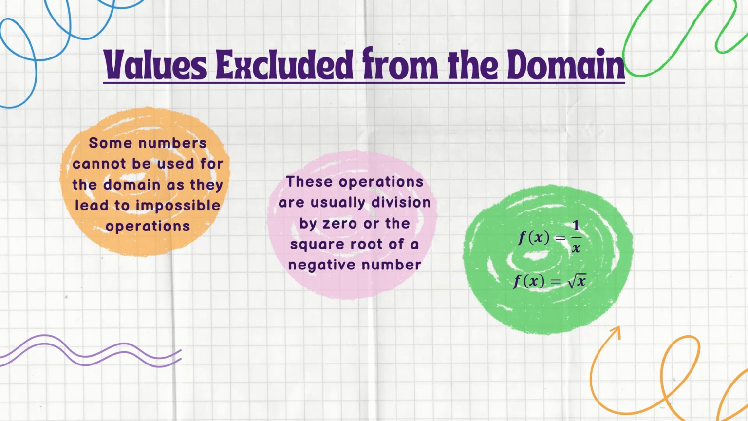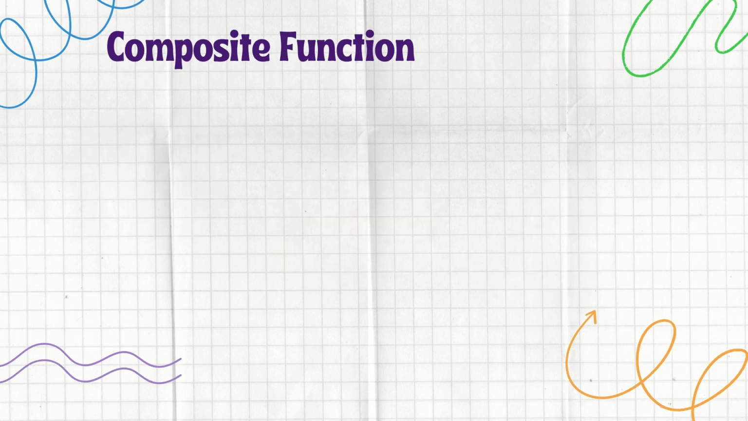Second example is f(x) = square root of x. The square root of a negative number is not allowed, though it is possible to take the square root of 0. So x < 0 must be excluded from the domain of f. Next topic is composite function.